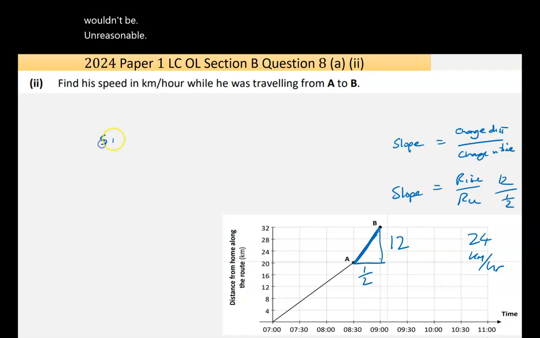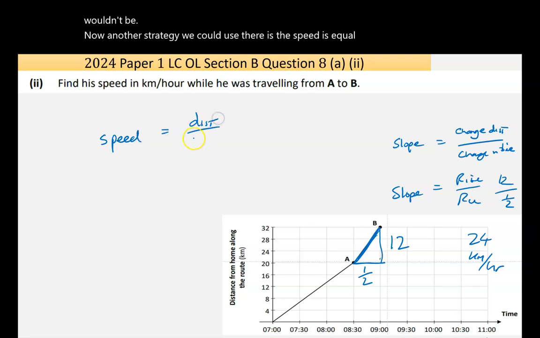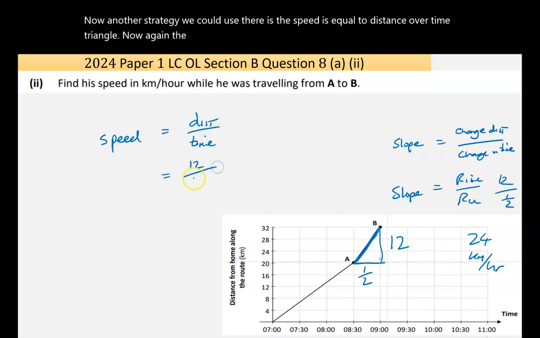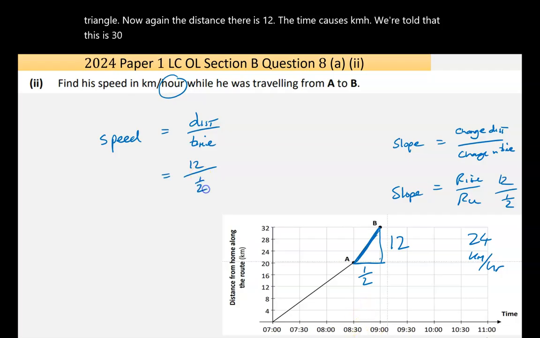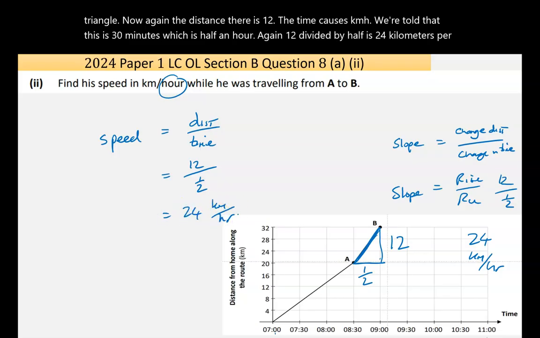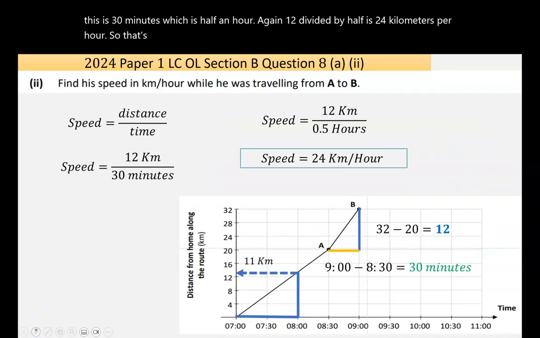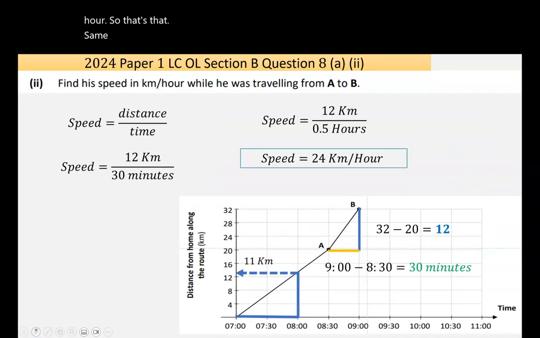Now, another strategy we could use there is the speed equals distance over time triangle. Again, the distance there is 12. The time, because it's kilometers per hour, we're told that this is 30 minutes, which is half an hour. Again, 12 divided by half is 24 kilometers per hour. So that's that. Same thing I've done there in the notes.